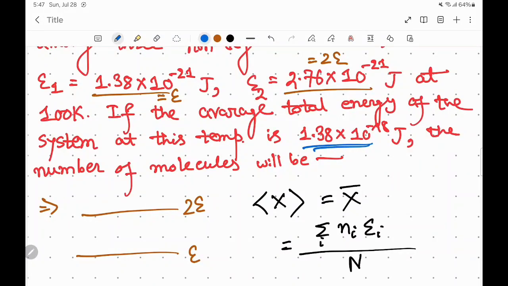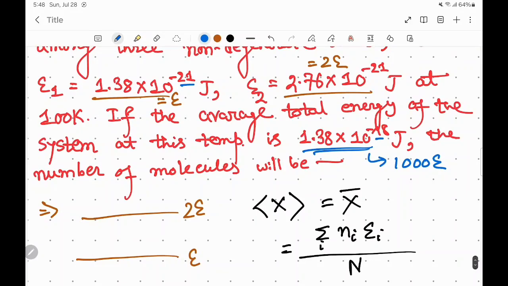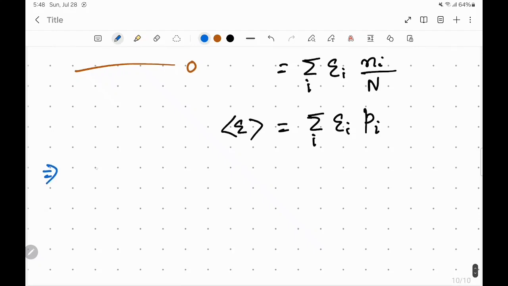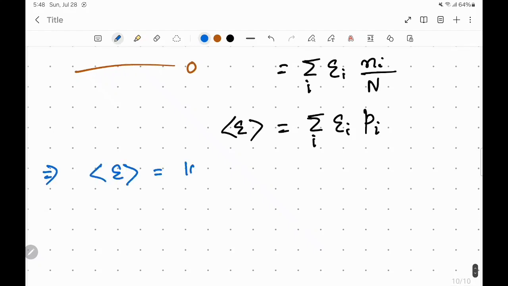10 to the power minus, no, 1000 into epsilon, 10 to the power minus 18 is there. In epsilon, it is 10 to the power minus 21. Sorry. So the average energy is given as 1000 into epsilon.